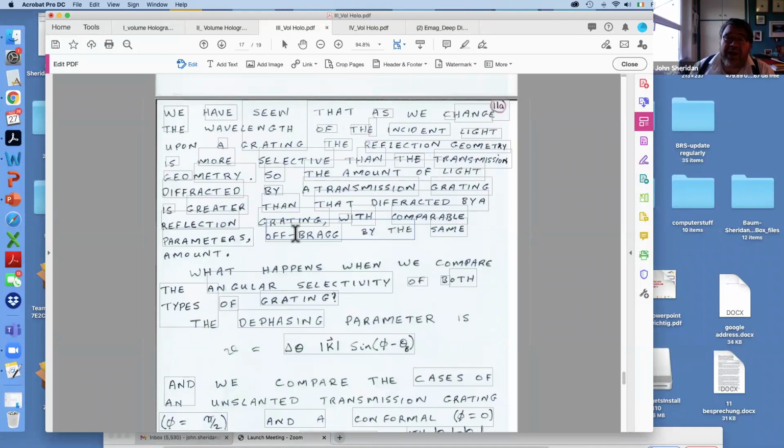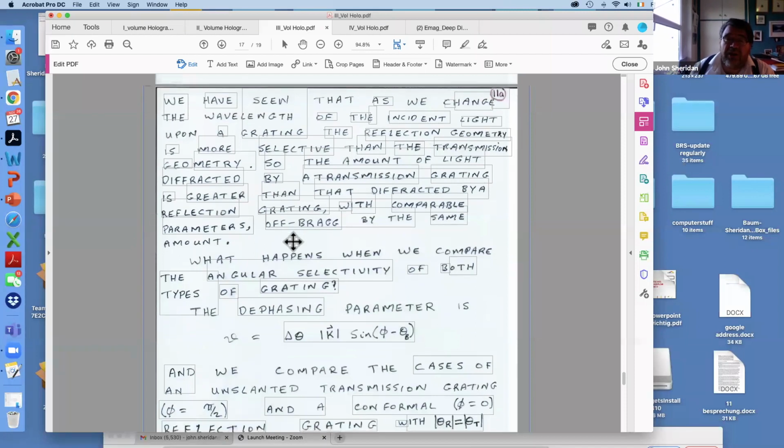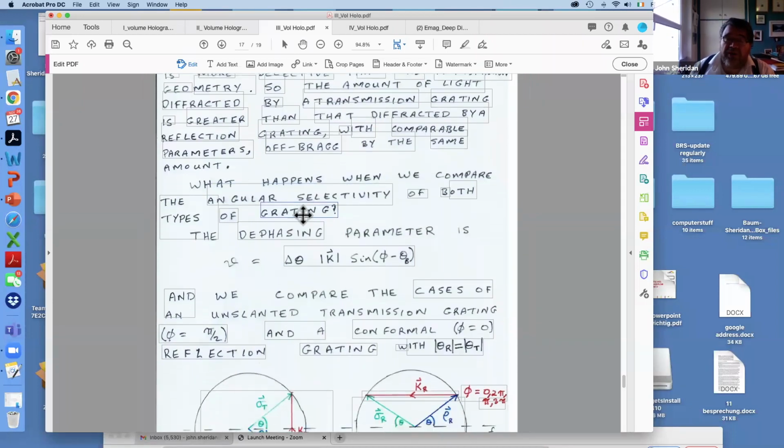We have seen that we can change the wavelength of the incident light upon a grating, and the reflection geometry is more selective than the transmission geometry. So the amount of light diffracted by a transmission grating is greater than that diffracted by a reflection grating with comparable parameters, off Bragg by the same amount. We've talked about this. Okay, so we've talked about these general characteristics.